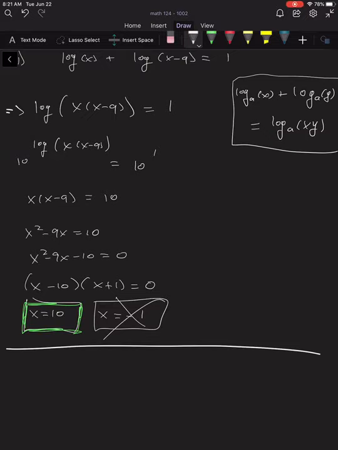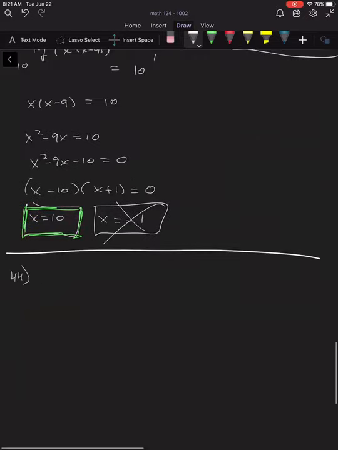Let's do 44. So this is log of x plus 5 minus log of x minus 3 is equal to log of 2.